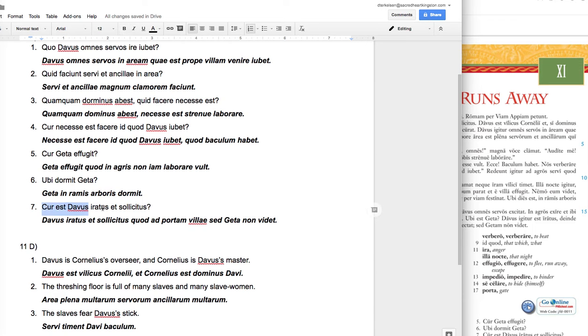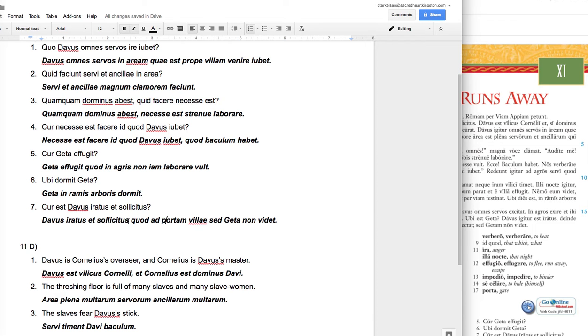Number 7, cur est Davus iratus et sollicitus? Why is Davus angry and concerned or worried? And Colin says Davus iratus et sollicitus. Now you see he's gotten the cur here, but he missed it up here. So keep that. Watch out for your question words, and then you'll know to answer them appropriately there. So cur here, and we have a quod this time. Davus iratus et sollicitus quod ad portam villae stat sed Getam non videt.